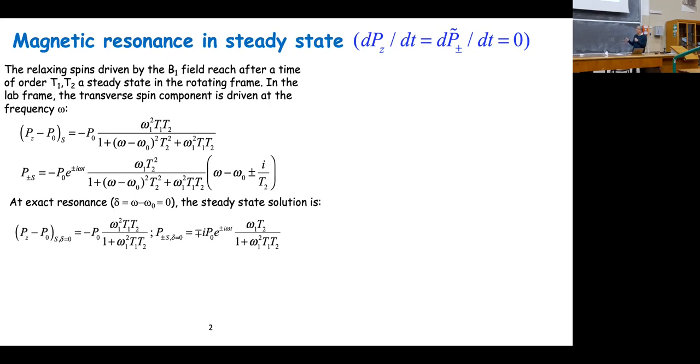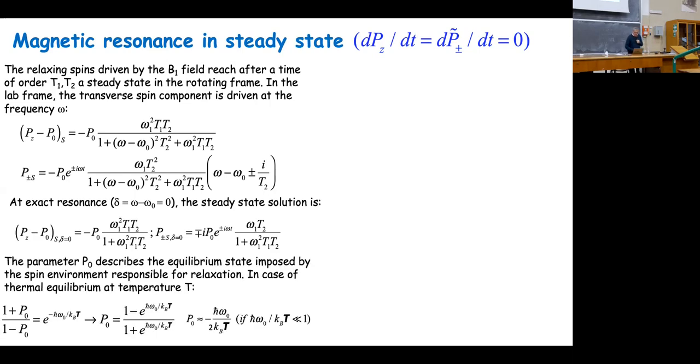If you make delta equal zero, you get this expression at exact resonance. And what you see is that Pz minus P0 reaches an equilibrium value like that, and P plus and P minus reach an equilibrium value also. That is, in steady state, you have a difference of population between the plus and minus state, which is given by this expression, and you have a very small transverse moment, transverse spin, which is given also by this expression.